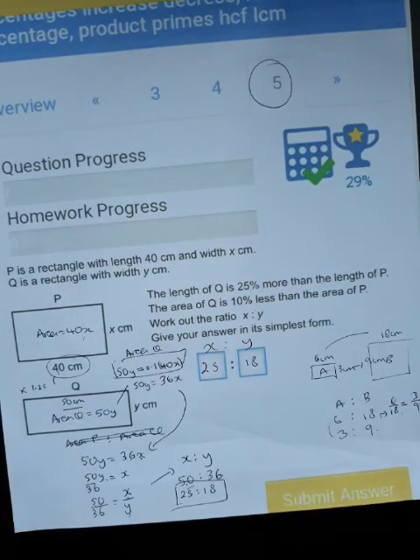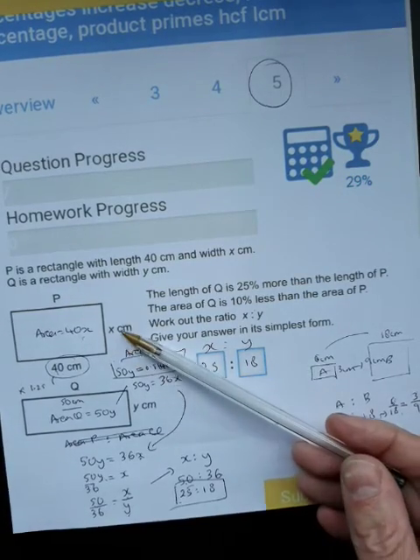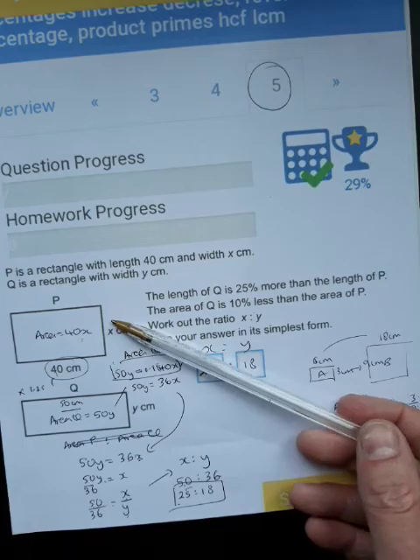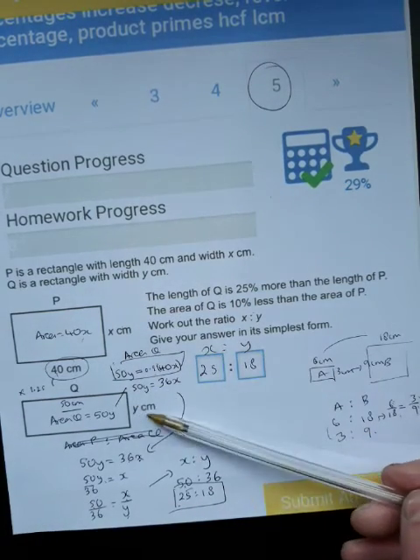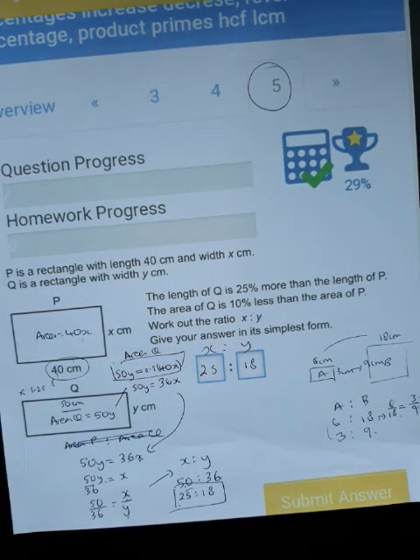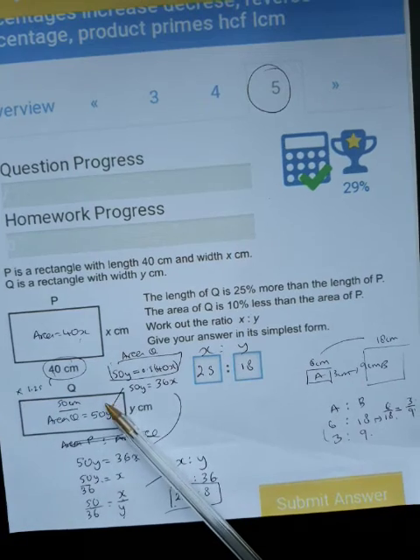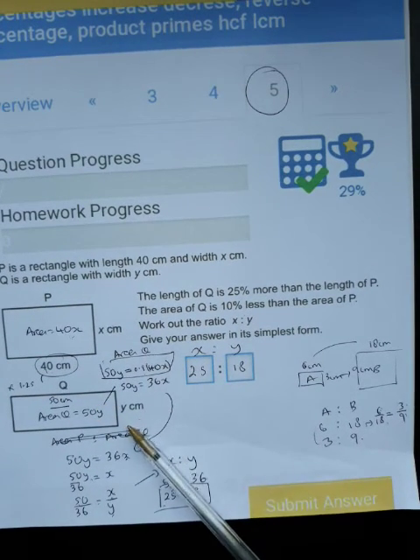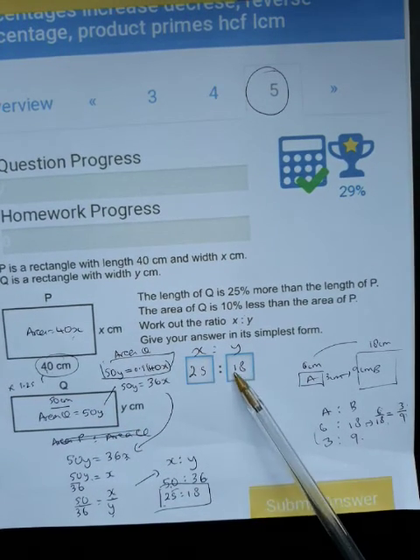And that makes sense, doesn't it? Because we know that the area of P is bigger than Q, so that must mean that, because that side length's larger on Q, that other side length must be smaller. And look, the ratio of y is smaller than x.